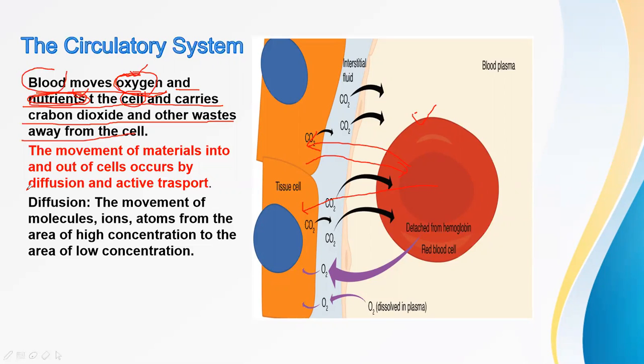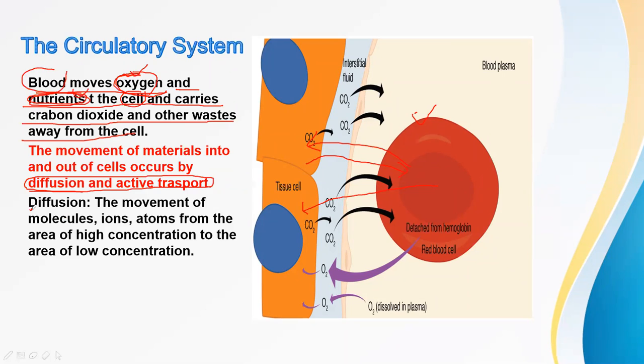This process occurs in the form of diffusion and active transport. This is how oxygen and nutrients enter into the cell, and carbon dioxide and other cell waste go back to the red blood cell. Through this process, the oxygen and nutrients will enter into the body cell. At the same time, carbon dioxide and other waste will go back to the red blood cell.